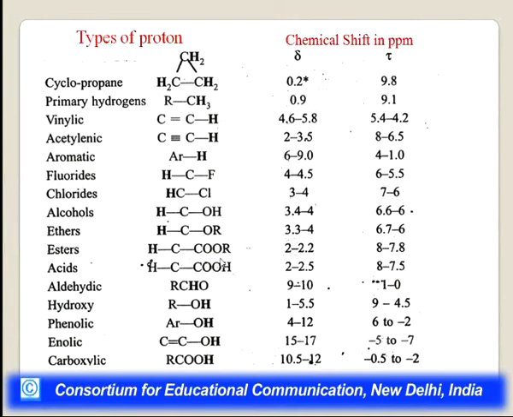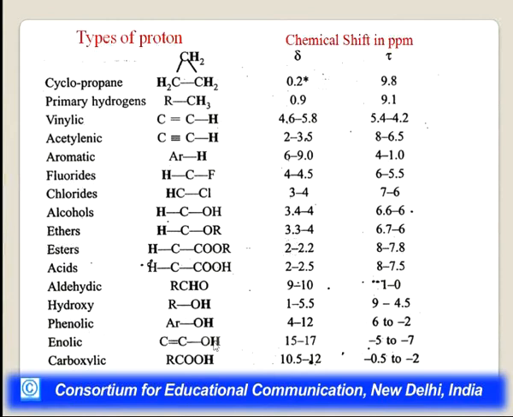Esters, RCOOR, you can see the value of delta 2.2 and tau 8 to 7.8. For acids, 2 to 2.5, and the tau value varies from 8 to 7.5. For aldehydic proton, the delta value varies from 9 to 10 and tau varies from 1 to 0. For hydroxy proton, the value of delta varies from 1 to 5.5 and tau value varies from 9 to 4.5.